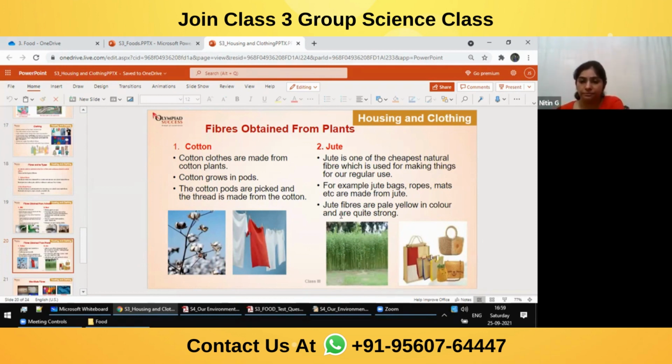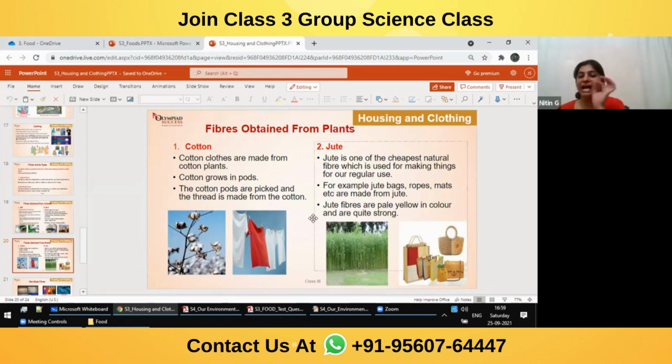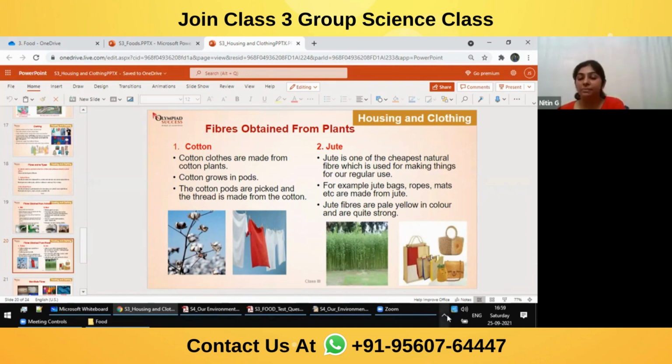Yes. Jute fibers are pale yellow, means light yellow, in color and are quite strong. So jute fibers, as you can see, the bags are here. These are all made up of jute, and these fibers are strong and also pale yellow in color. Okay.